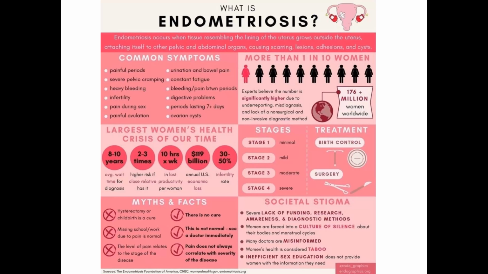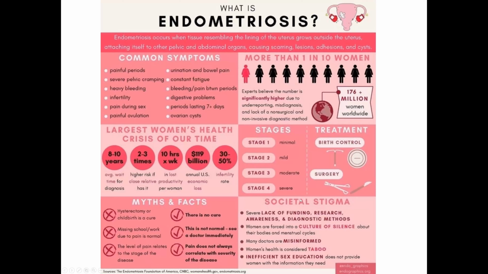Usually females go 8 to 10 years before they get an actual diagnosis. They have a 2 to 3 times higher risk if a close relative has it. They can tend to lose a lot of work hours, which causes economic loss. It also has a fairly high infertility rate. There are different stages, but pain does not always correlate with the severity of the disease. So even someone with stage 1 can have very severe debilitating pain.